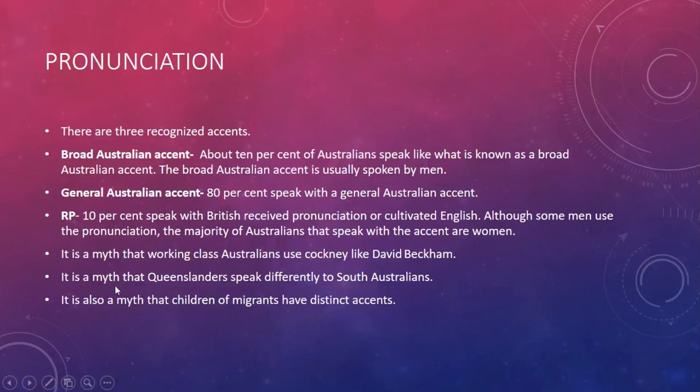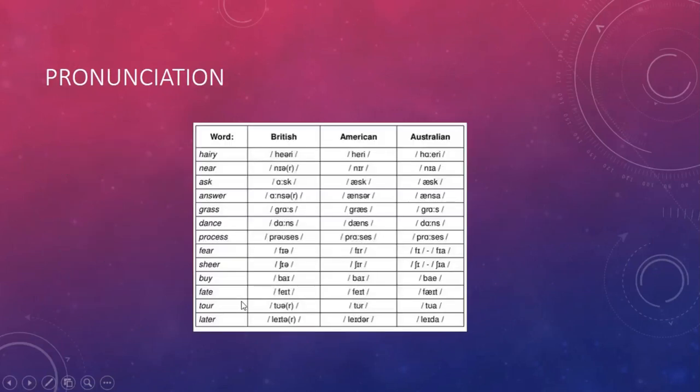Then there are some myths about Australian English. Like there is a myth that working class Australians use a Cockney accent. You already learned about Cockney in British English, but that is a myth. There is no Cockney accent there. Then another myth is that people of Queensland speak differently to South Australians. That is another myth. Another myth is that children of migrants have distinct accents. So these are three myths about Australian pronunciation.